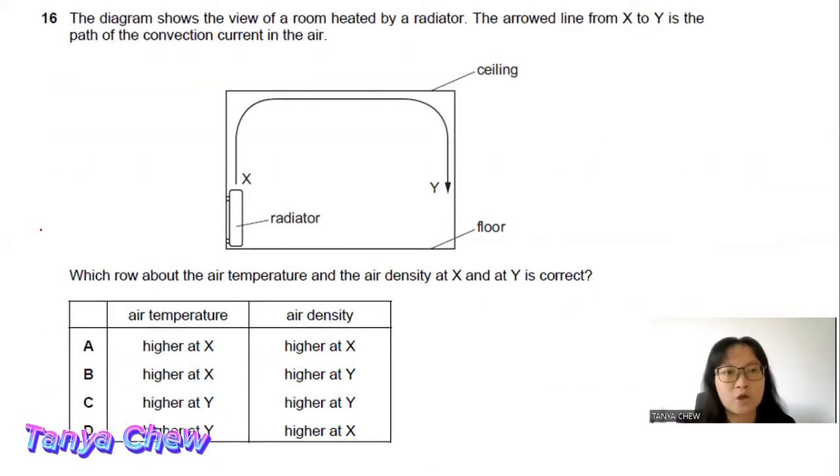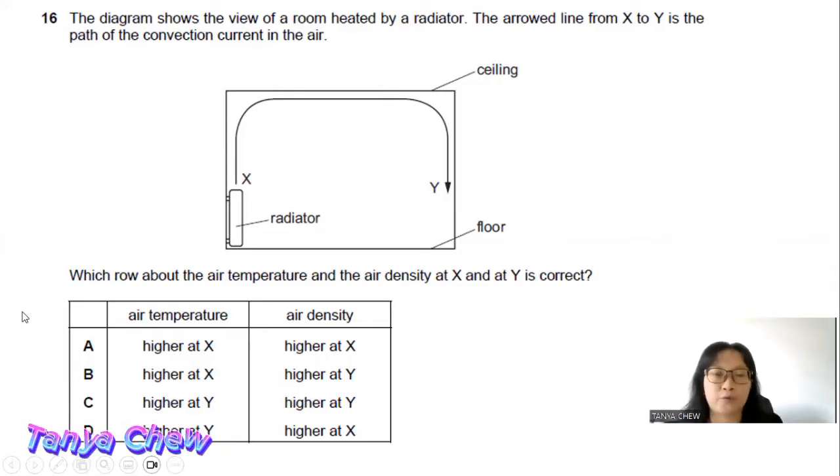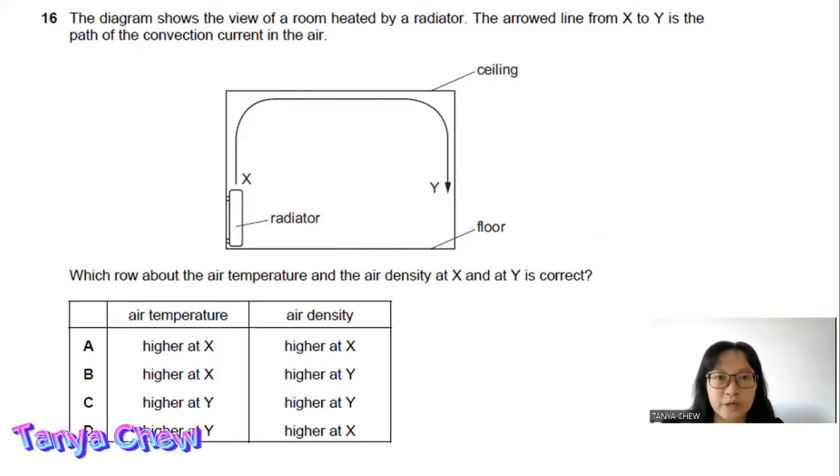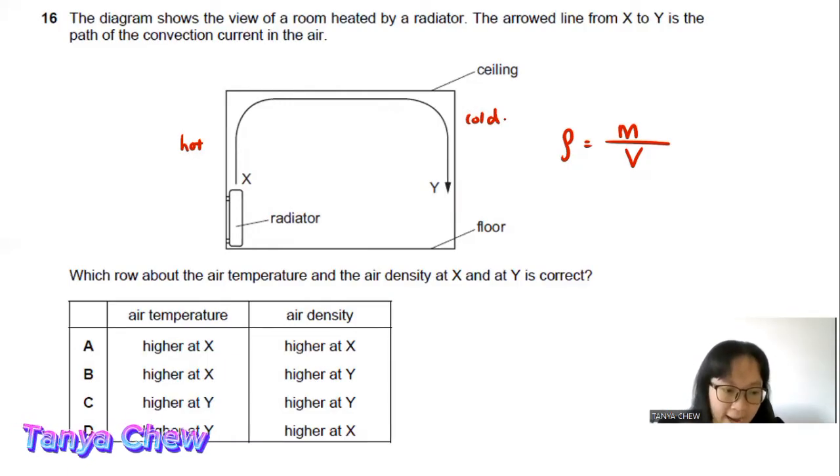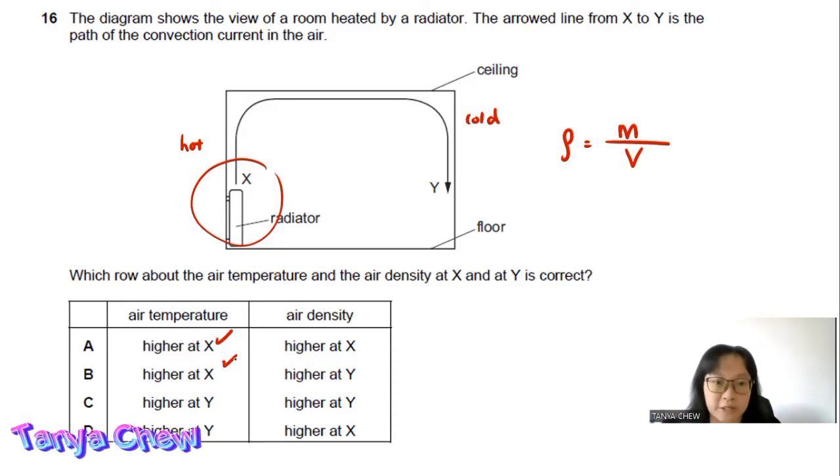Question number 16, the diagram shows the view of a room heated by a radiator. The arrowed line from X to Y is the path of a convection current in the air. Which row about the air temperature and the air density at X and Y is correct? So I want you to remember density is defined as mass per volume. And heat always flows from hot to colder regions. So the air temperature at X is always higher than Y because the radiator is the one that gives out the heat. So A or B could be the answer.